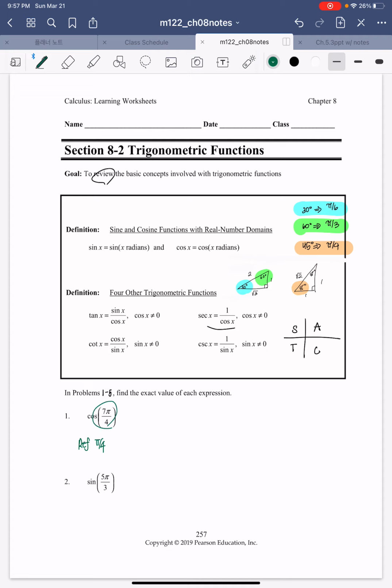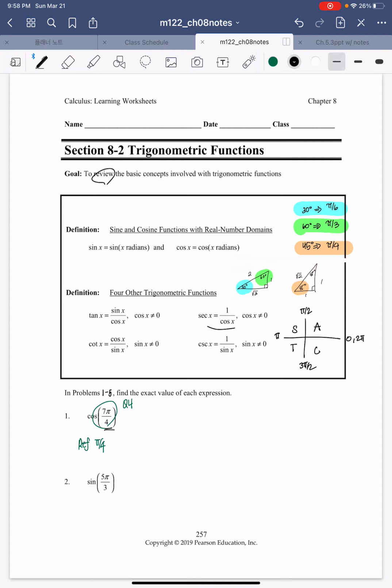And then the terminal side: where does it end? 7 pi over 4 is in quadrant 4. You know that 8 pi over 4 is 2 pi, so we have 0, pi over 2, pi, 3 pi over 2, and then 2 pi. It's almost 360, so it's in quadrant 4.